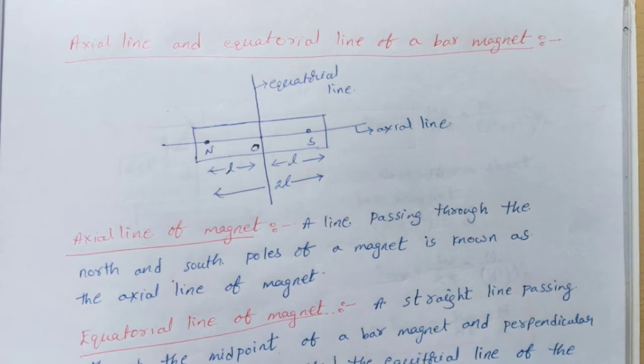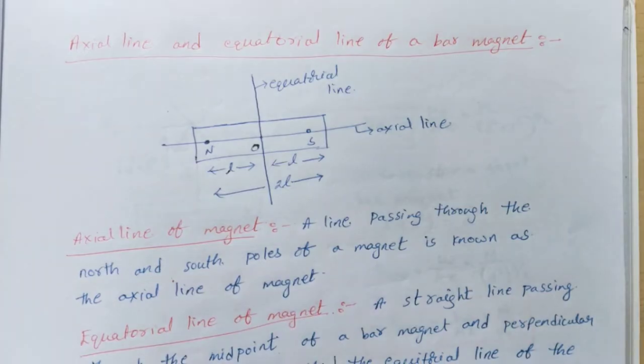See students, in every bar magnet, two different unlike poles are compulsorily present. One is the north pole and the other is the south pole. The two poles are separated by a certain distance. The distance between those two unlike poles is taken as the magnetic length, and magnetic length is represented as 2L.